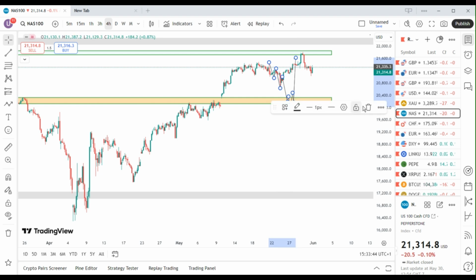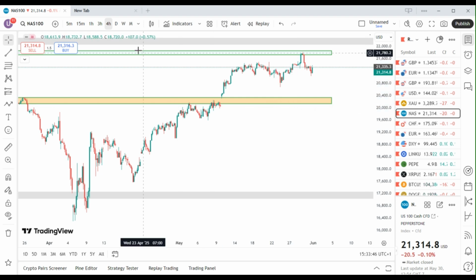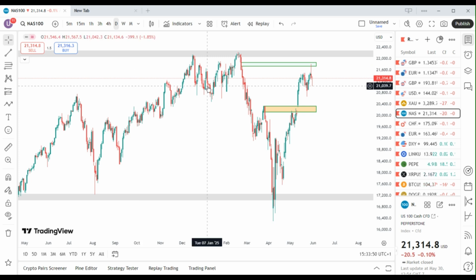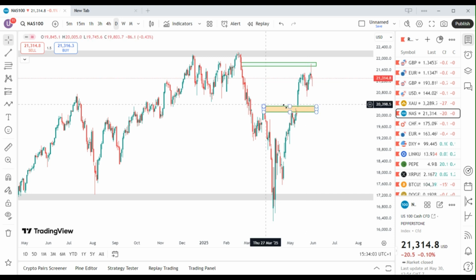Let's remove this. On the daily time frame, you notice that price has come into a fair value gap, and as soon as price tapped into the fair value gap, it gave us a bearish engulfing candle. That was on Thursday. So now going forward, what are we expecting? Let's go down to the 1-hour time frame.